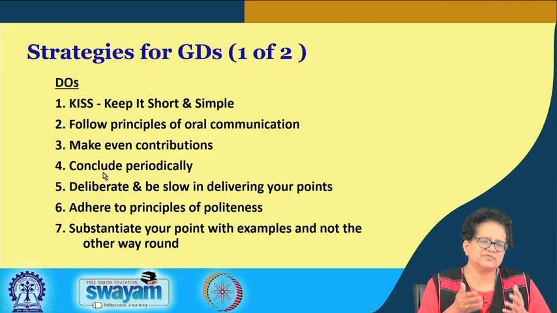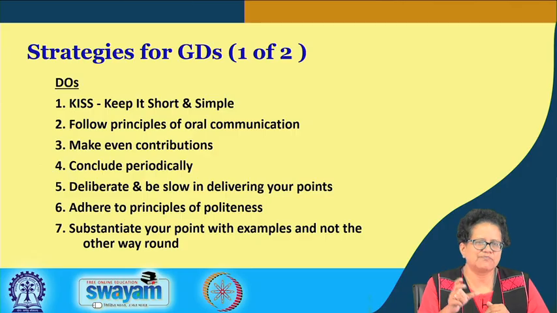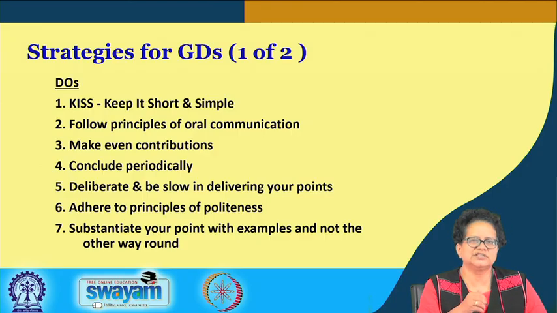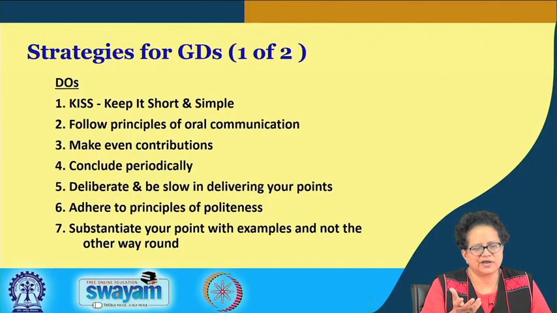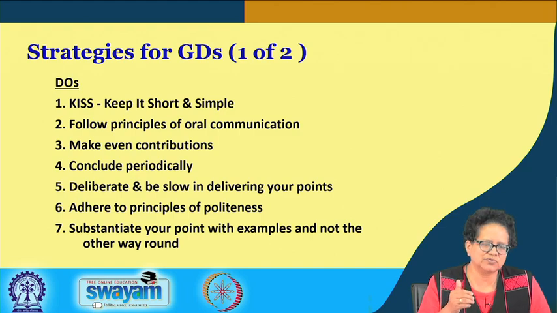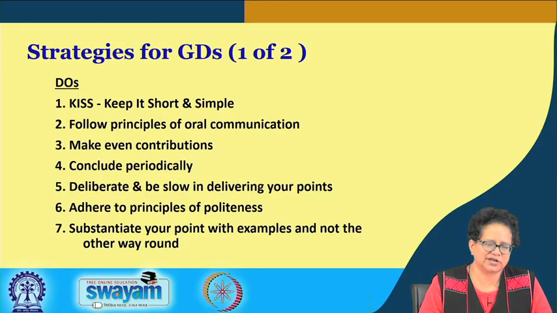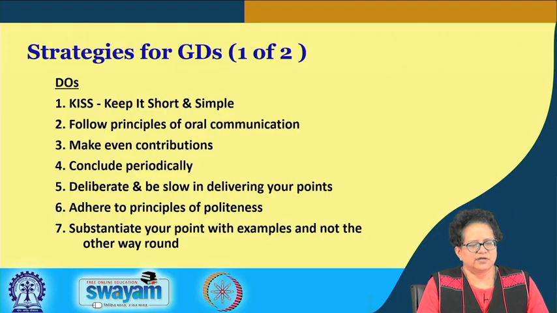Number 4. What we observe is that sometimes during the group discussion there are gaps, there are pauses, there are periods of silence. Now, what could be done in this instance is that somebody who is aware that okay, now suddenly all have become quiet, this person could conclude that friends, till now we have discussed 1, 2, 3, 4, 5. So, conclude periodically.